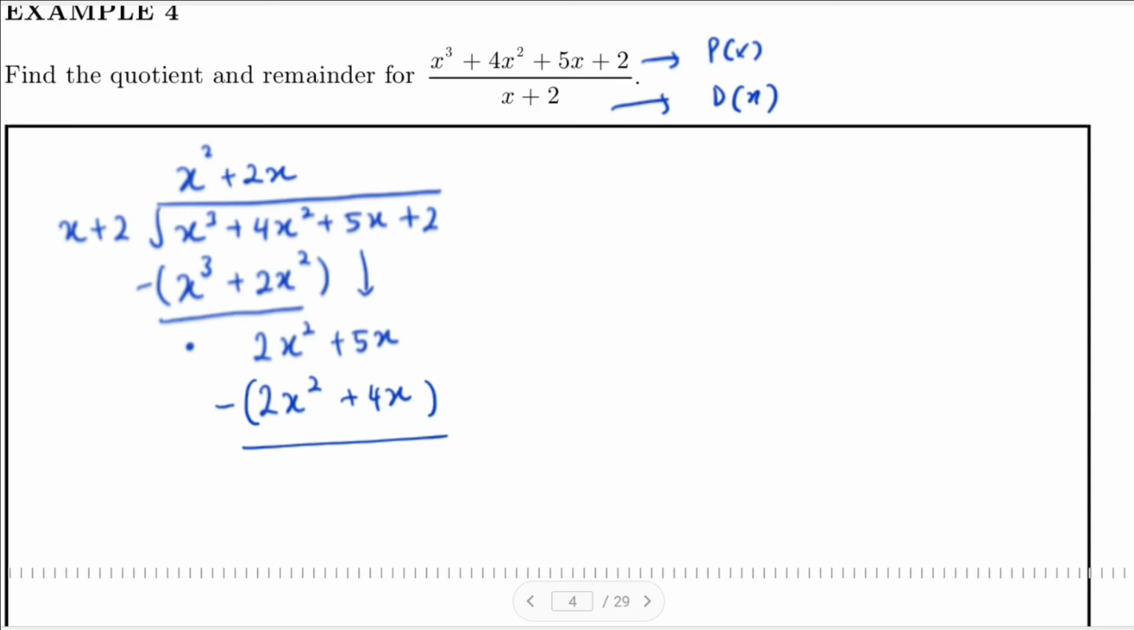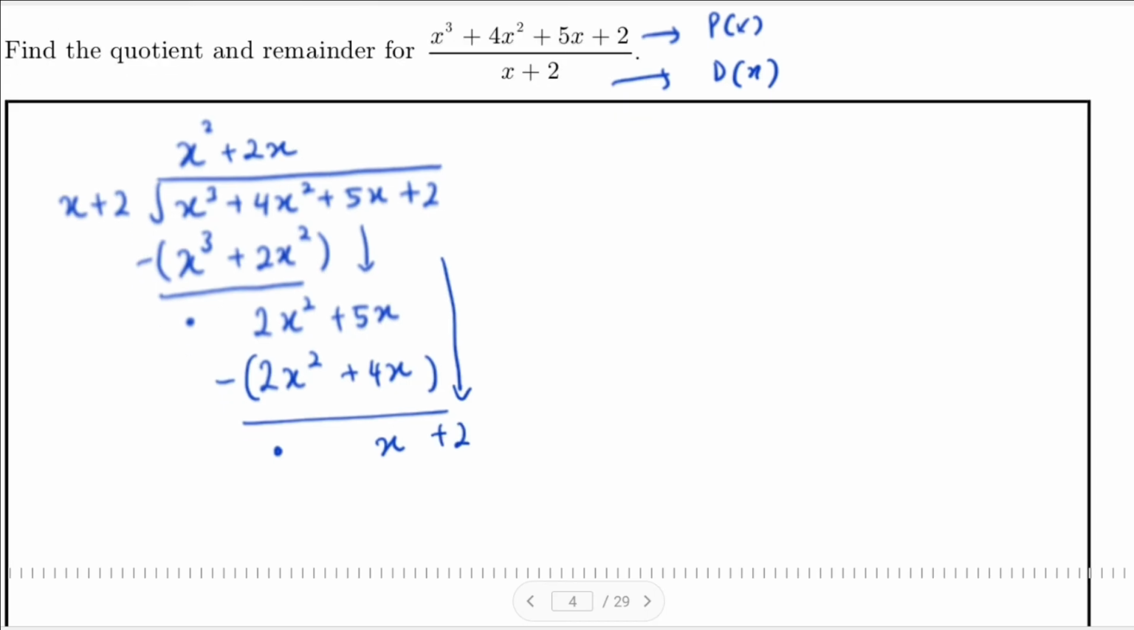Then we get 0 here. 5x minus 4x will give us x, and then we bring down plus 2. For the last one, we think what multiplied with x will give us x. We could just do x divided by x, which is 1. So we put plus 1 here. 1 multiplied with x will give us x, and 1 multiplied with 2 will give 2. Then subtract, this one will give us 0 and also 0.